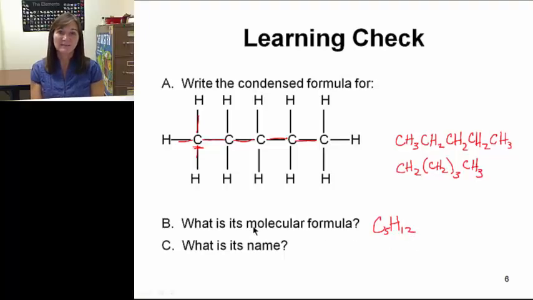Now, to name this molecule, the first thing we do is count up our carbons. We've got 5 carbons. You look at your information sheet, and the prefix for 5 is pent or penta. And I told you that alkanes always end with ANE. We know this is an alkane because it's a hydrocarbon and it only has single bonds. So that's why it's going to end with ANE, and pent means it has the 5 carbons.